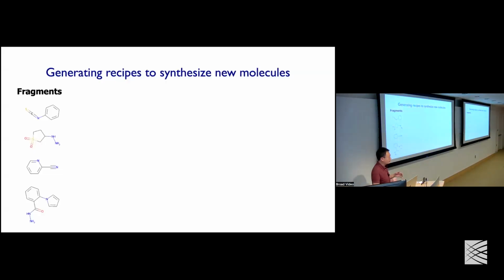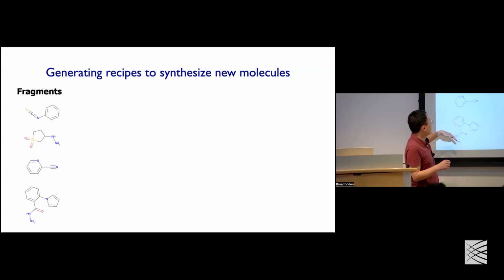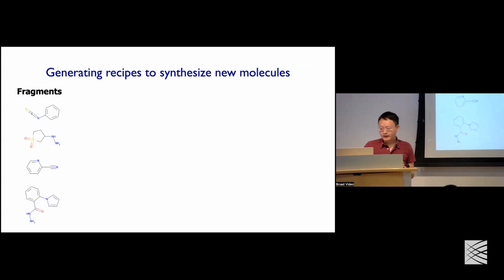Here's an example of what these recipes would look like. Often for drug discovery, we're working with small molecules, and we start with building blocks, which are called molecular fragments. Each of these building blocks would be things that are very easily available, and there is a large number of these molecular fragments that are easily available, on the order of over 100,000 of these fragments.